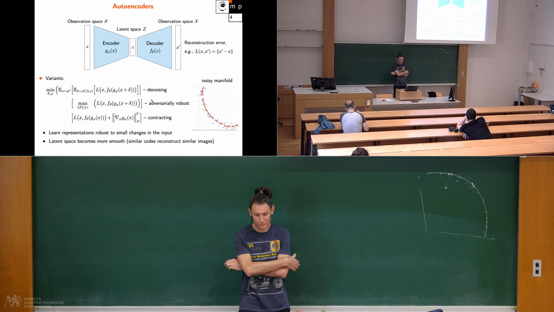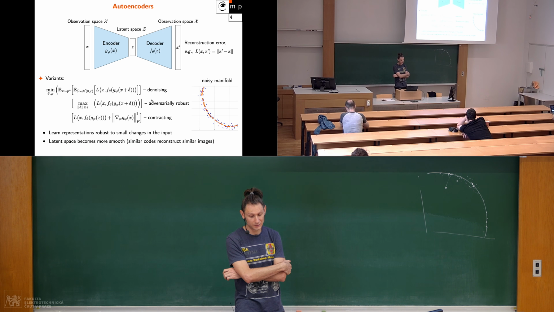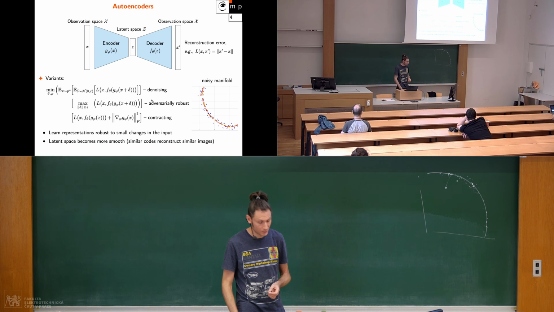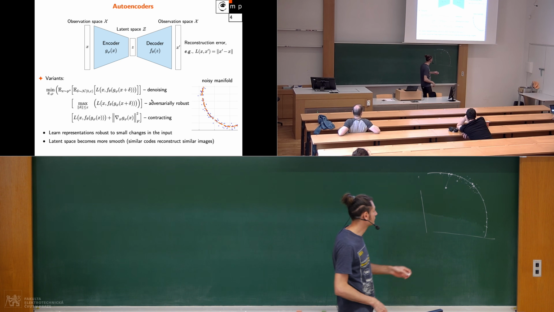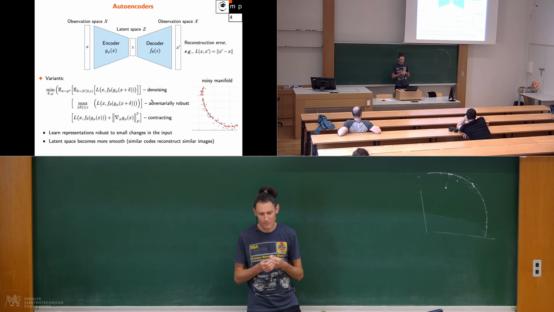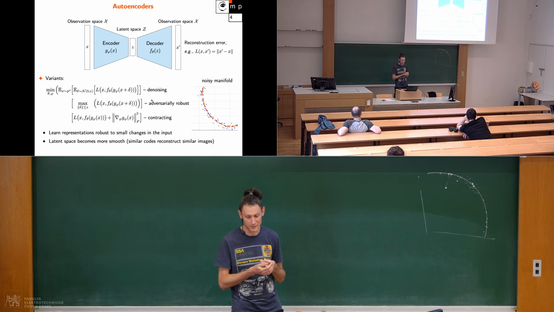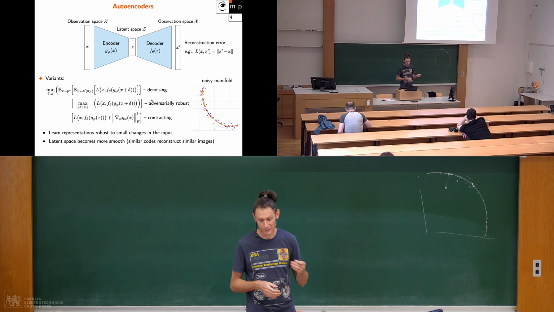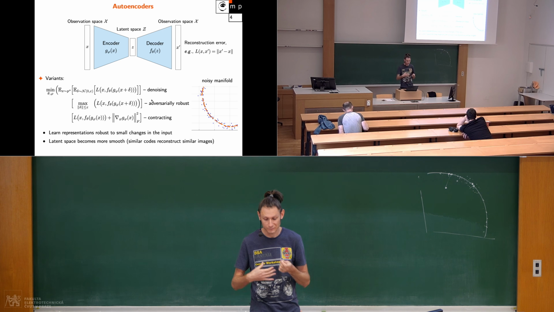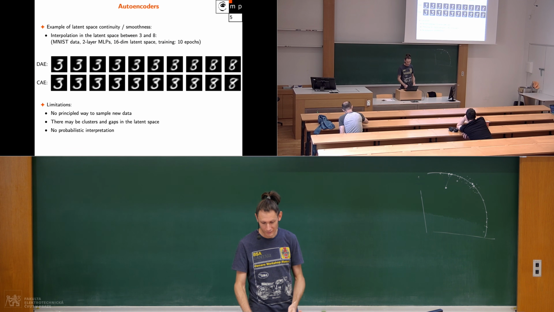If you apply one of these variants, it also has the desirable effect that the latent space becomes more smooth, in the sense that if some codes in this latent representation are nearby, then the images that we reconstruct from them are also similar and lie on the manifold, so they are reasonable images.